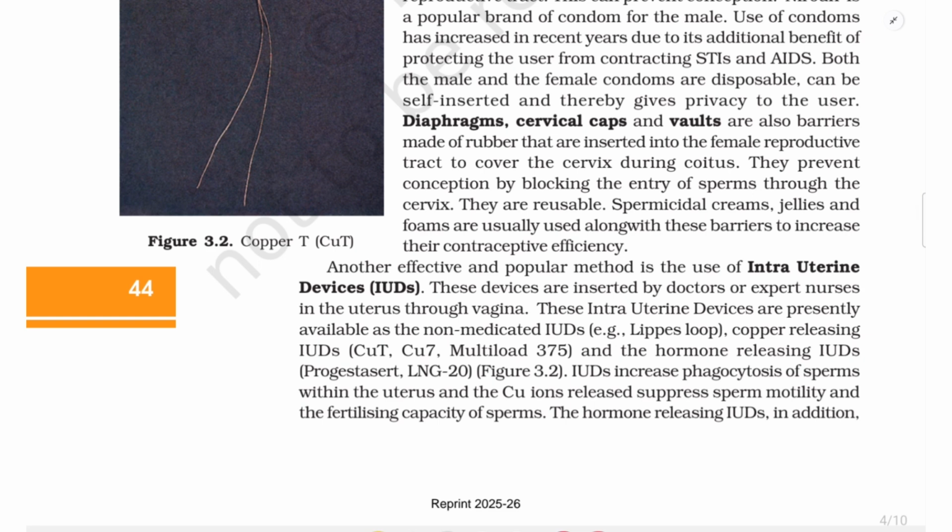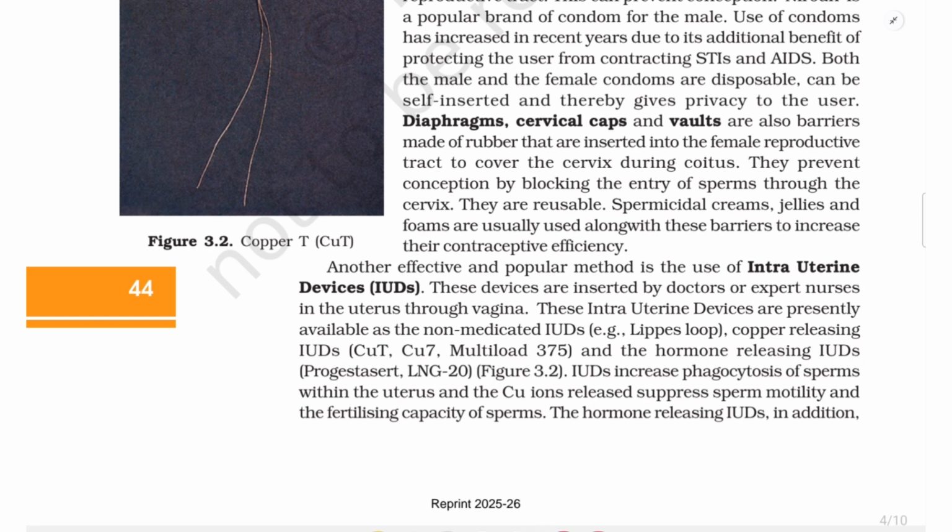Diaphragms, cervical caps and vaults are also barriers made of rubber that are inserted into the female reproductive tract to cover the cervix during coitus. They prevent conception by blocking the entry of sperms through the cervix. They are reusable. Spermicidal creams, jellies, and foams are usually used along with these barriers to increase their contraceptive efficiency.